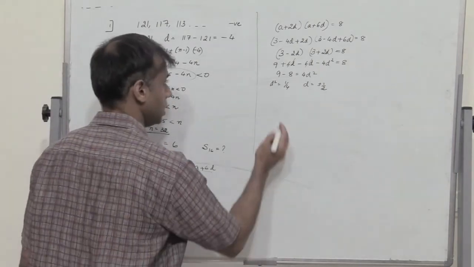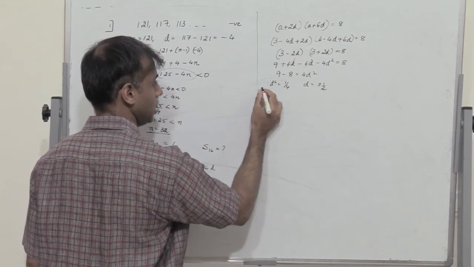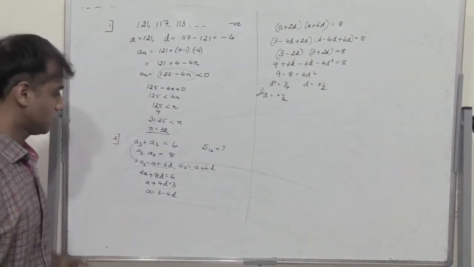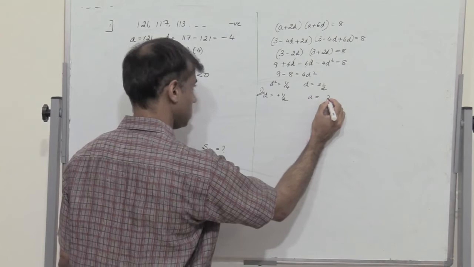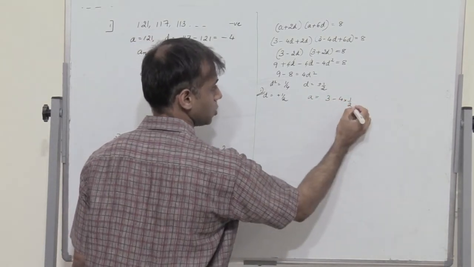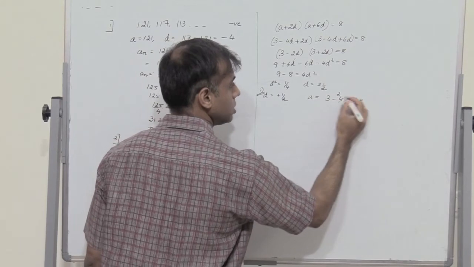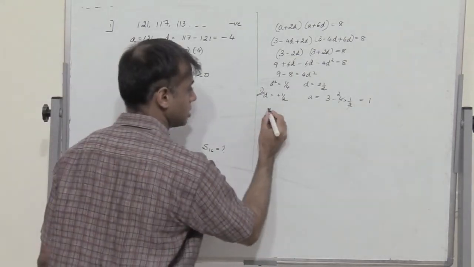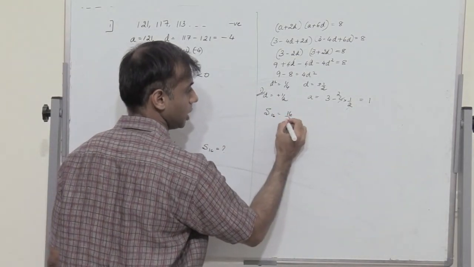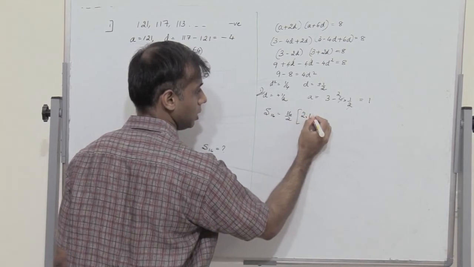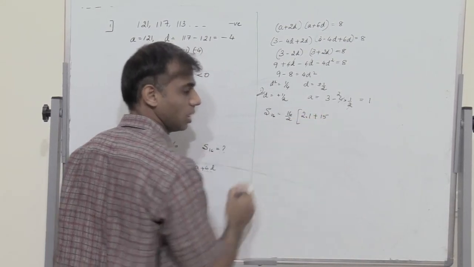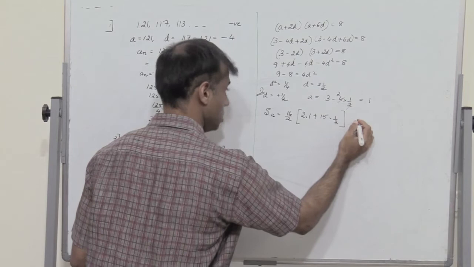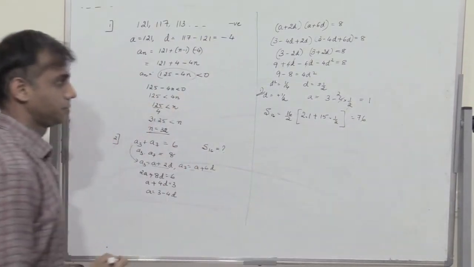Now the first case, if d equals plus half, substituting the value of d here in this expression for a equals 3 minus 4 into d, which is 1 by 2. So a equals 3 minus 2, which is 1. So if a is equal to 1, what is S16? S16 is n by 2, which is 16 by 2 into 2a, 2 into 1, plus n minus 1, 16 minus 1 is 15 into d, which is 1 by 2. So here we get the value as 76.